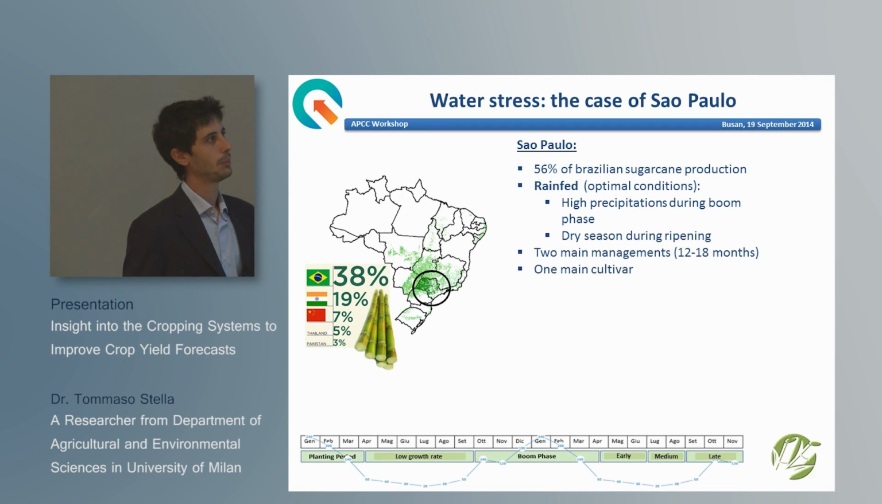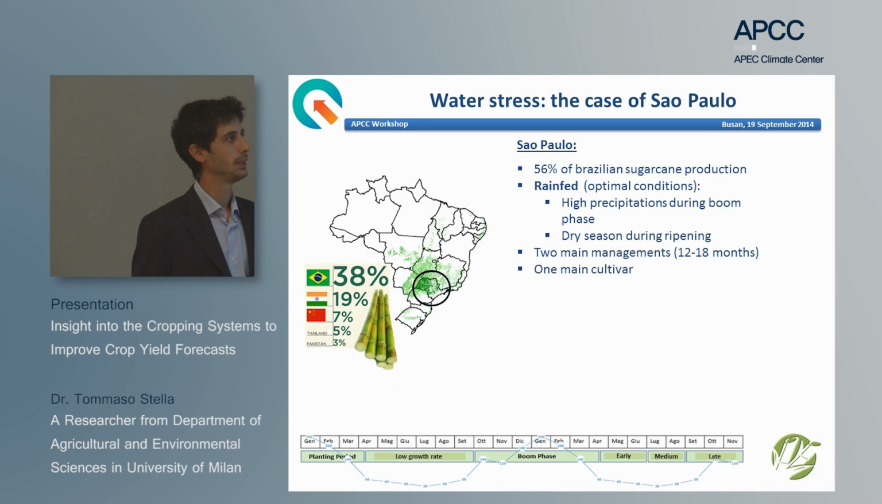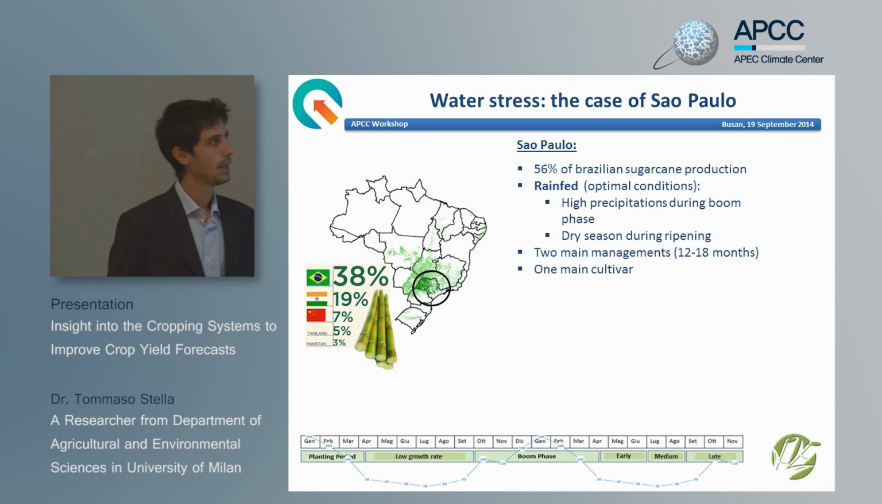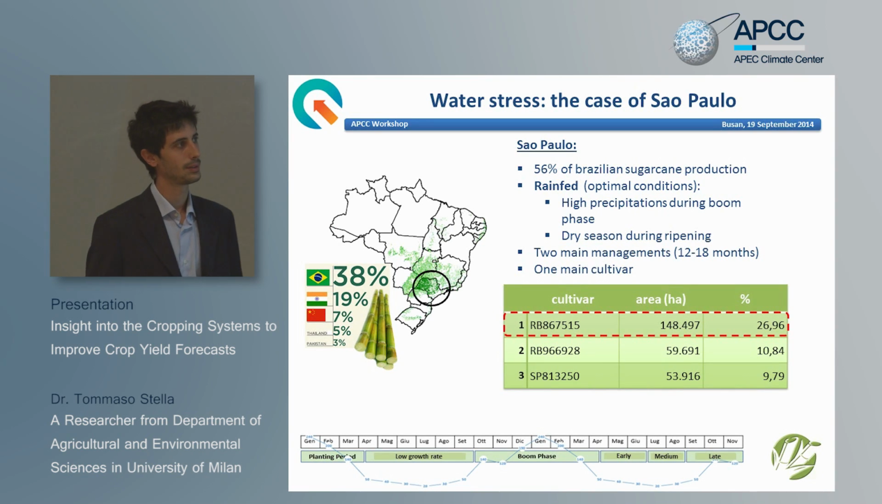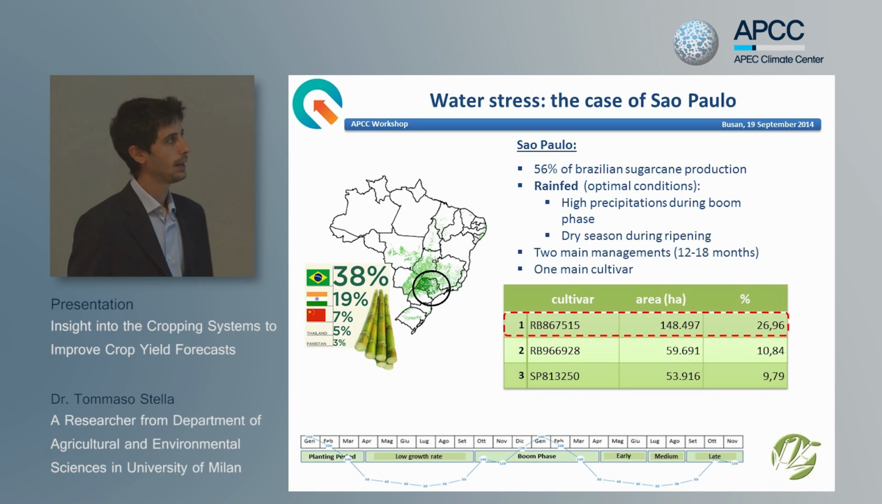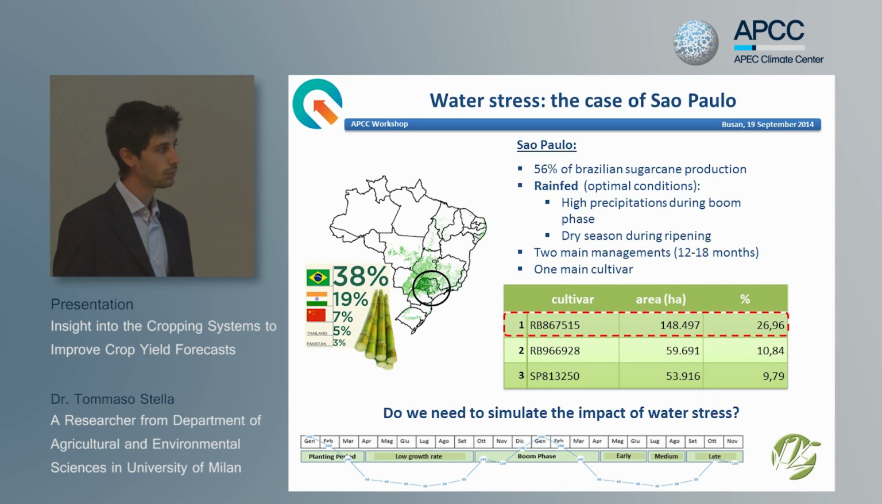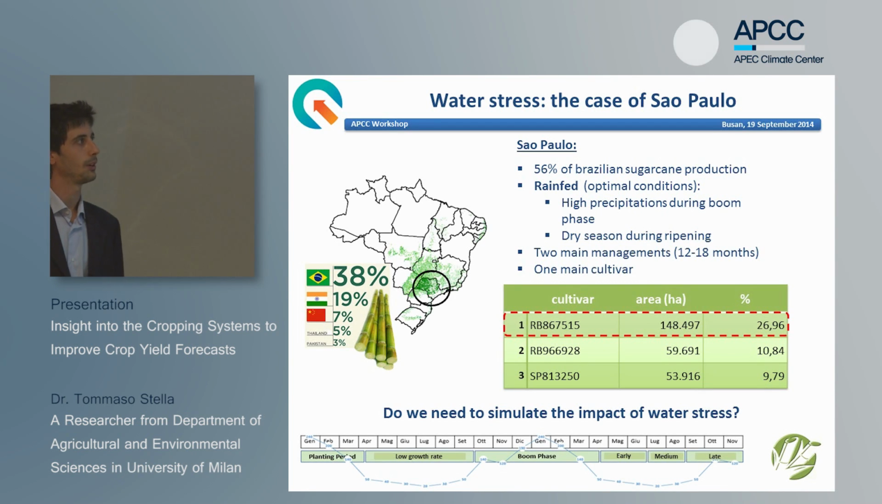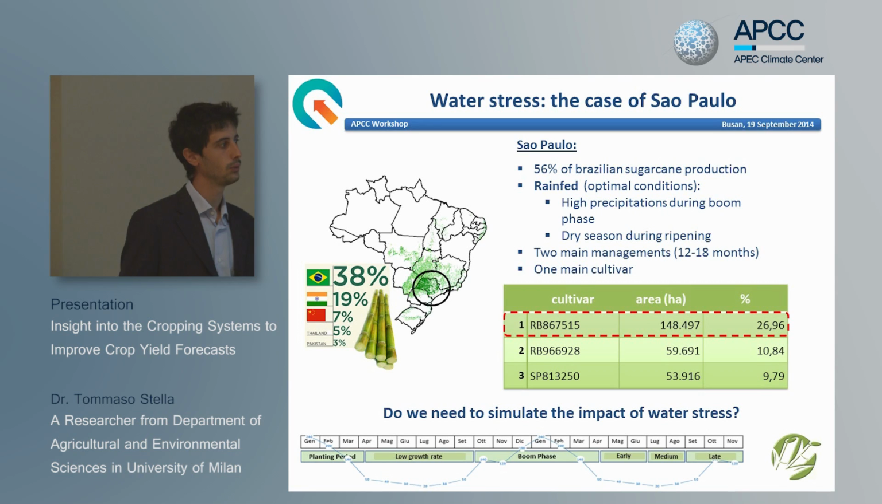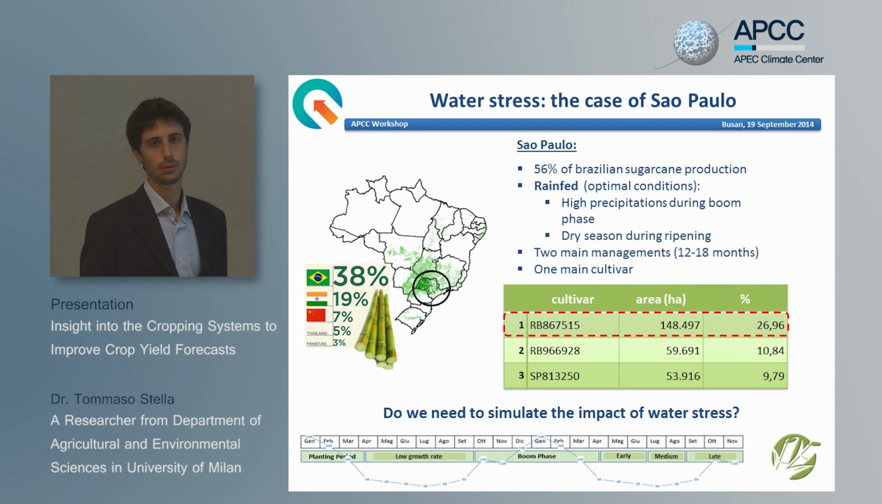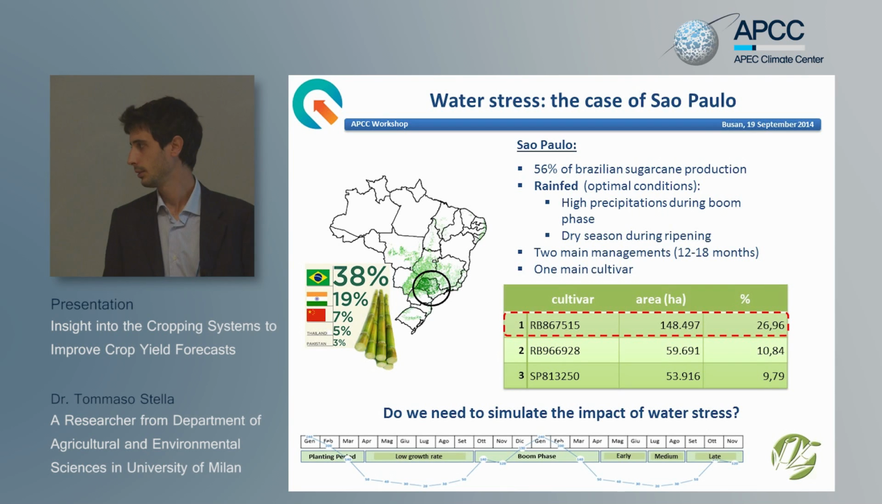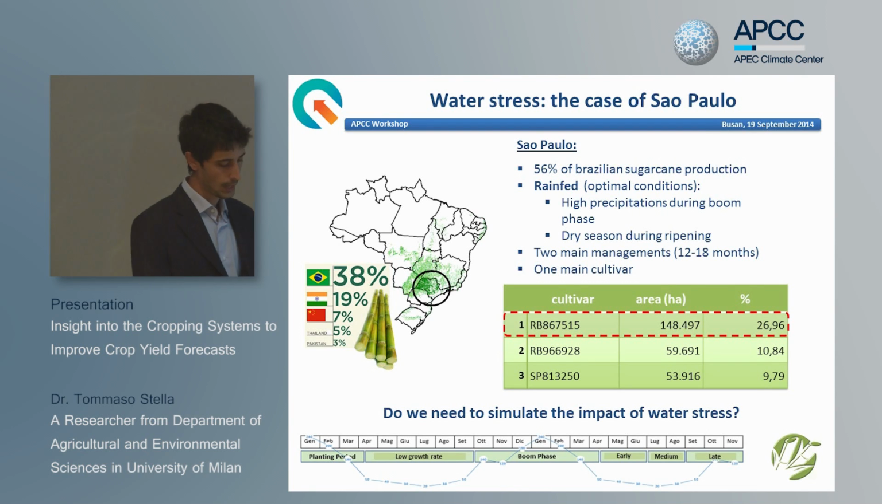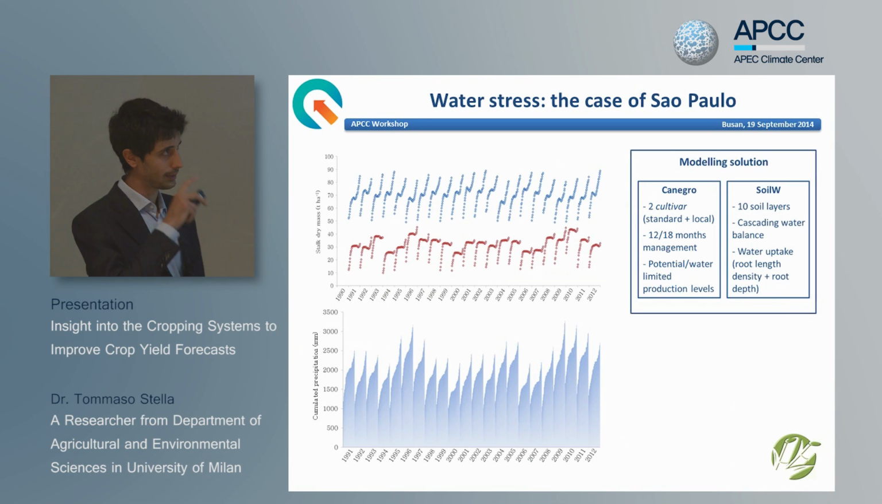In this state, there are two main managements, one of 12 and one of 18 months of sugarcane, and just one main cultivar, which alone covers more than a quarter of the sugarcane cropped area. And so in this situation, the question is, do we really need to simulate the impact of water stress? I mean, it is known that in this region there are optimal conditions, and this is why they do not irrigate the crop. And so one can think, I don't need to simulate water stress, I just need potential production. But let's see some results.